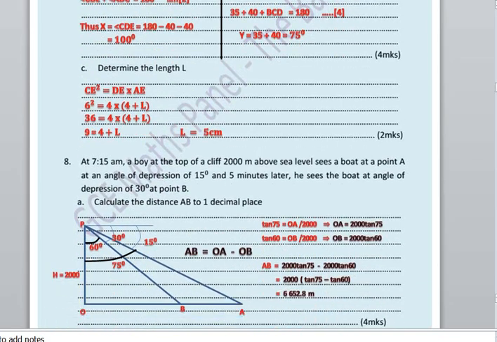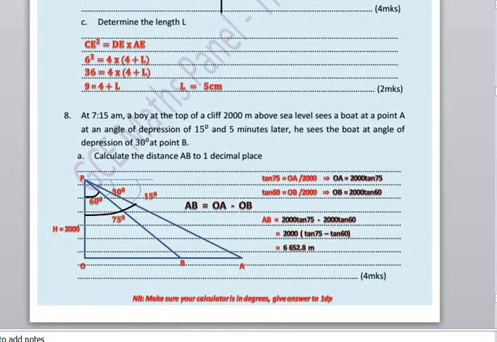Question 8. At 7:15 a.m., a boy at the top of a cliff 2,000 meters above sea level sees a boat at a point A at an angle of depression 15 degrees, as you can see on this diagram I've drawn. And 5 minutes later, he sees the boat at an angle of depression of 30 degrees. This is the angle of depression of 30 degrees. At point B now, the boat has moved from point A to point B. Calculate the distance AB to one decimal place.